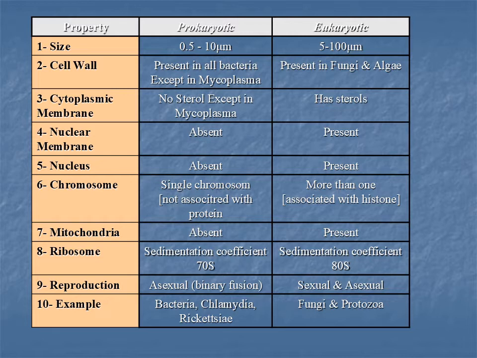It's only the asexual type of reproduction, and we are speaking about binary fission, and two types of reproduction in eukaryotic microorganisms, sexual and asexual. And the examples are absolutely different: for prokaryotic microorganisms, bacteria, chlamydia, rickettsia, and eukaryotic also a variety, like fungi or protozoa.